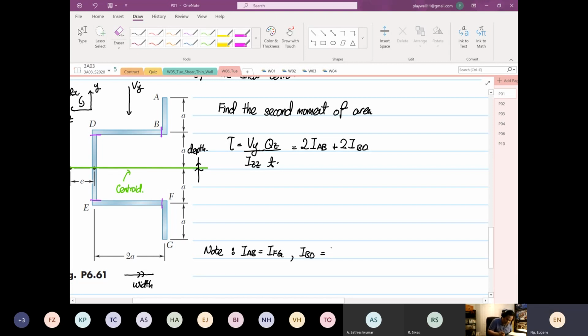and then plus twice IBD, and again twice because IBD is equal to IEF, and then plus once IDE.